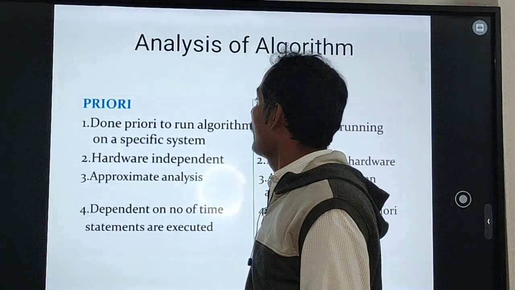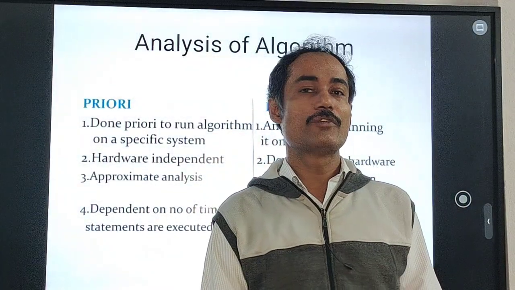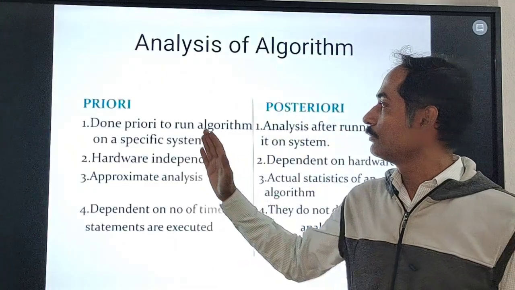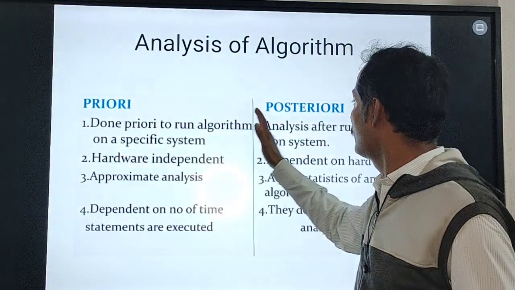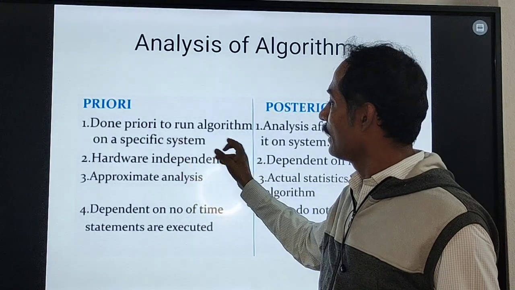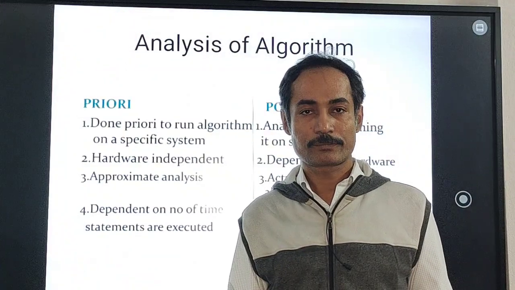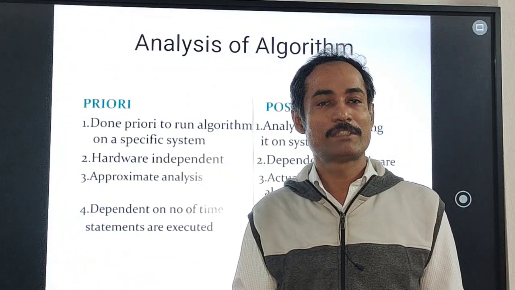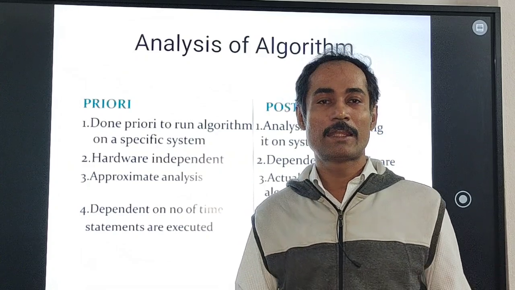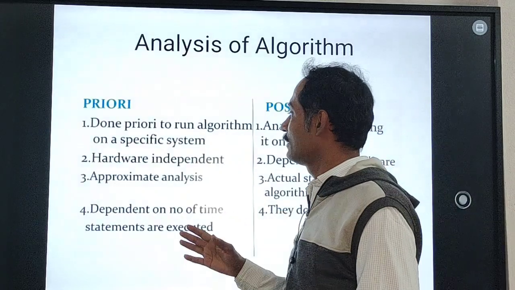And here the analysis part is done either before the execution or after the execution, or after the designing of the algorithm. So we have two parts, priori and post priori. The priori part is done before running the algorithm on a specific system, because it is all about the dry run. Still it is not implemented, the program is not there, you are not using any platform or programming language, you are only running it on paper. So it is known as dry run.